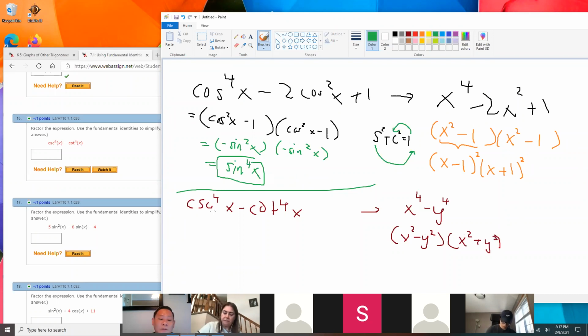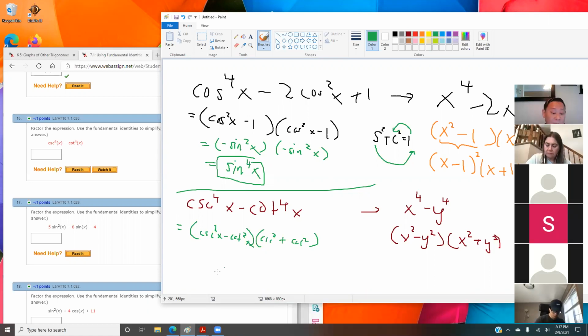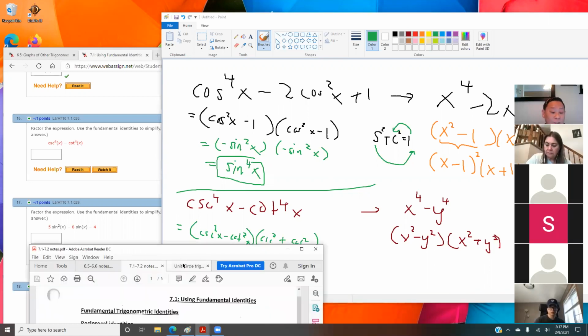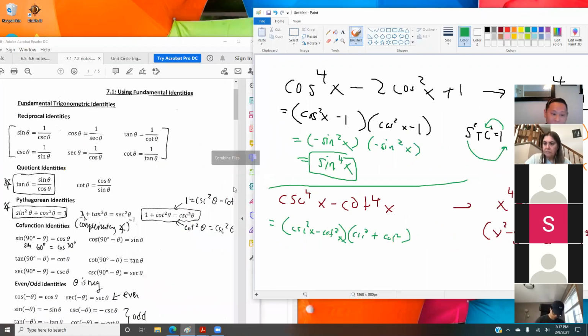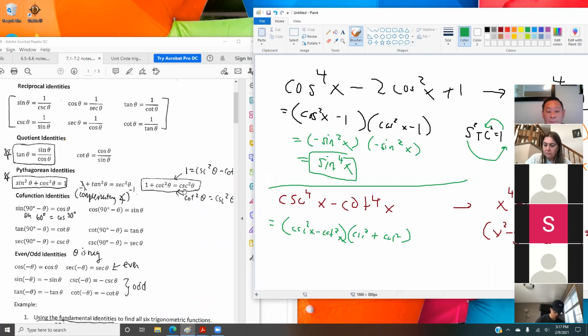So what is a factor for this one? Cosecant square x minus cotangent square x, and the same thing, cosecant square x plus cotangent square x. But then you have to use your Pythagorean identity because they have squares. Some students ask me which identity we use a lot. You can tell already, Pythagorean. So we use this Pythagorean identity because it has cotangent and cosecant.